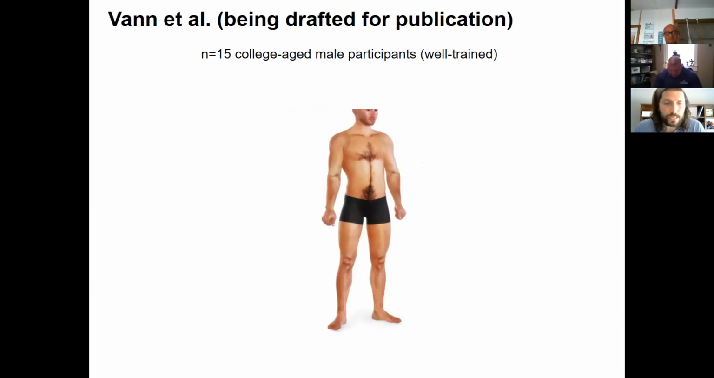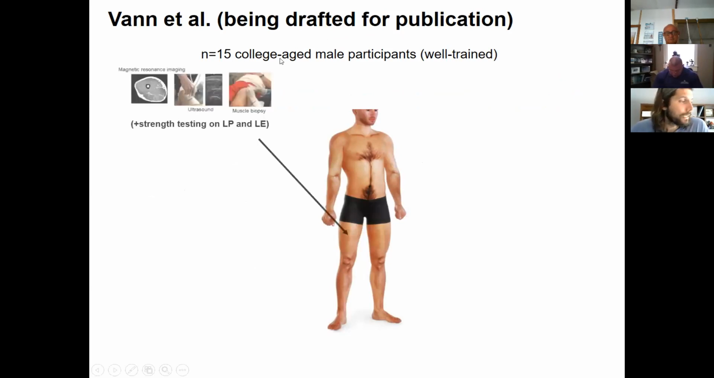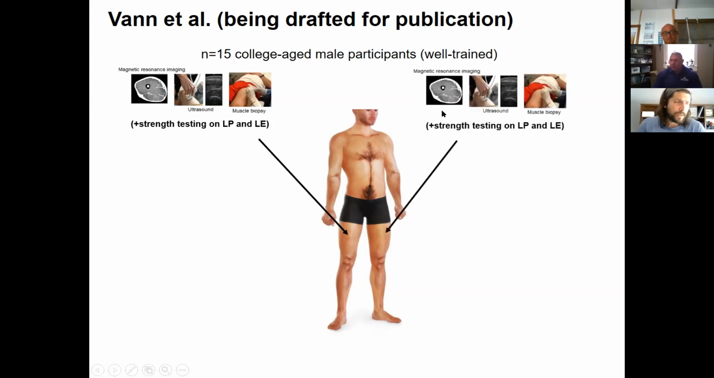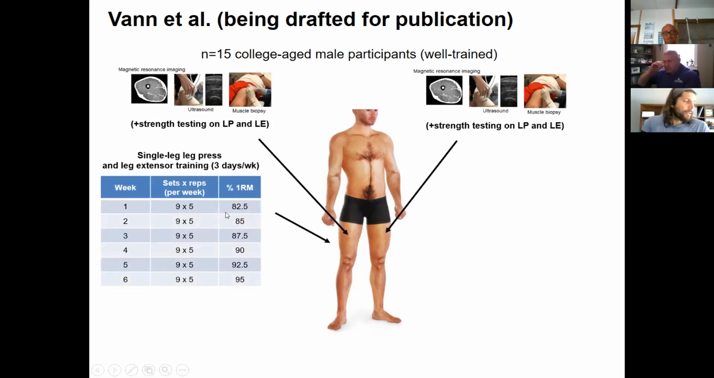Now, this is our second study by Chris Van. He got 15 college-age male participants that were well-trained. We did MRI, ultrasound, muscle biopsies, strength testing, okay, on one leg. Same thing on the other leg. Now, one of these legs, participants did single leg press training and leg extensor training three days per week.